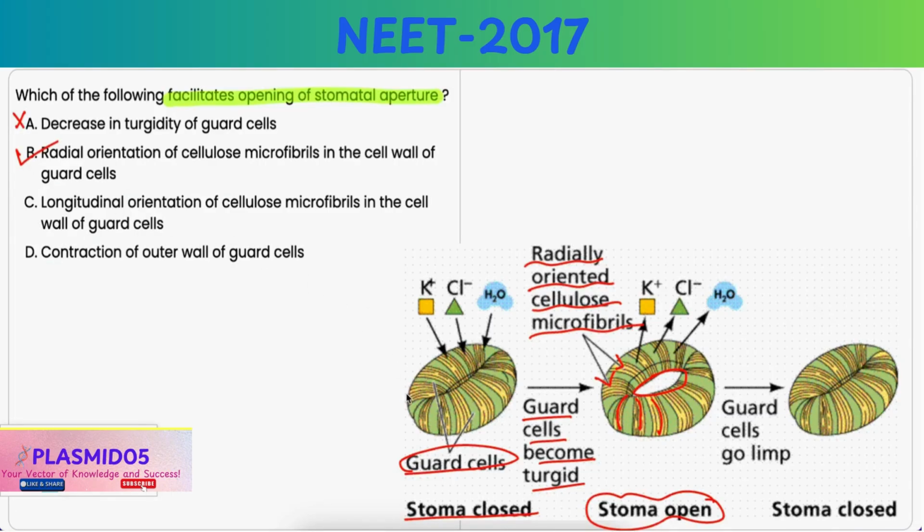Option C, longitudinal orientation of cellulose microfibrils in the cell wall of guard cells. It is incorrect because if the cellulose microfibrils were oriented longitudinally, the expansion of the guard cells would not result in the opening of the stomatal pore because this arrangement would restrict the outward expansion. Option D, contraction of outer wall of guard cells. It is also incorrect because the outer wall of the guard cells does not contract. Instead, it stretches and bulges outward when the guard cells become turgid, thus helping in the stomatal opening.